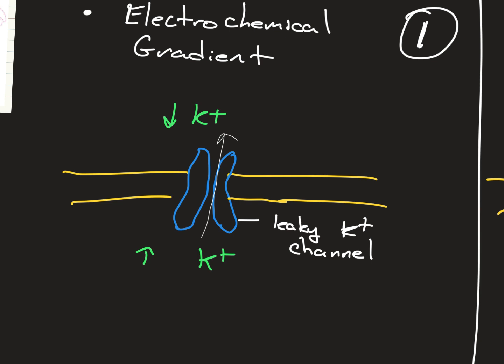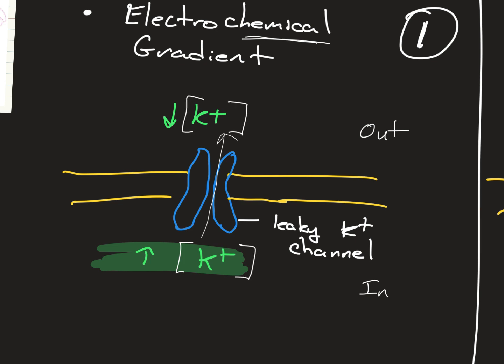Why is it leaving? Because it's high. The concentration of potassium is high on this side and low on the other. So things are going to move passively. It's going to move through diffusion out of the cell, remembering that this is out and this is in the cell. So that's due to the chemical gradient, right? The concentration of potassium on this side versus the concentration of potassium outside.